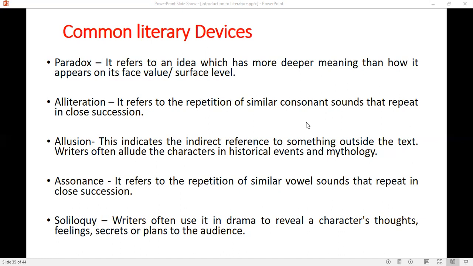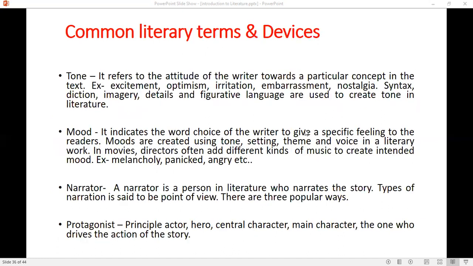It creates curiosity among the audience and it helps to develop the conflicts in the text. Tone refers to the attitude of the writer towards a particular concept in the text. Examples include excitement, optimism, irritation, embarrassment, nostalgia.